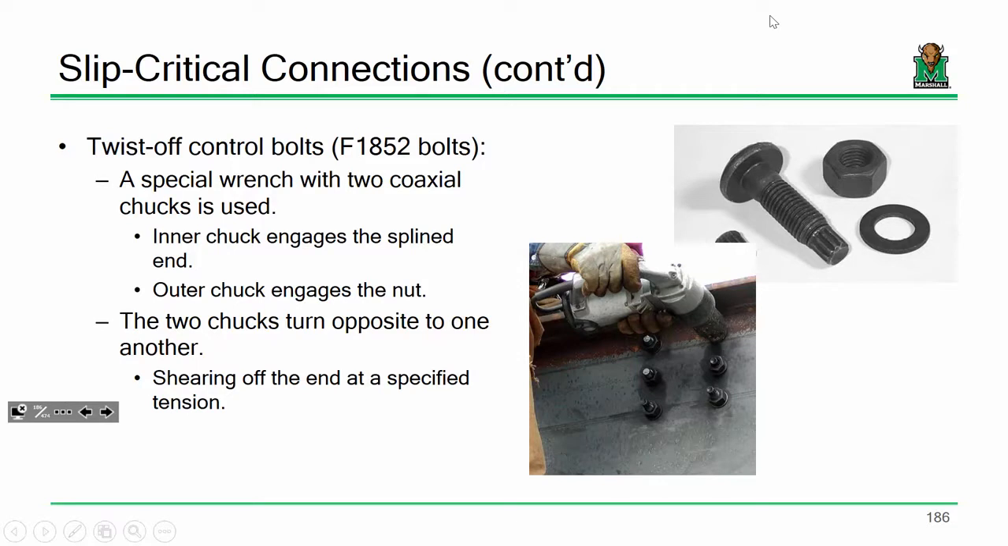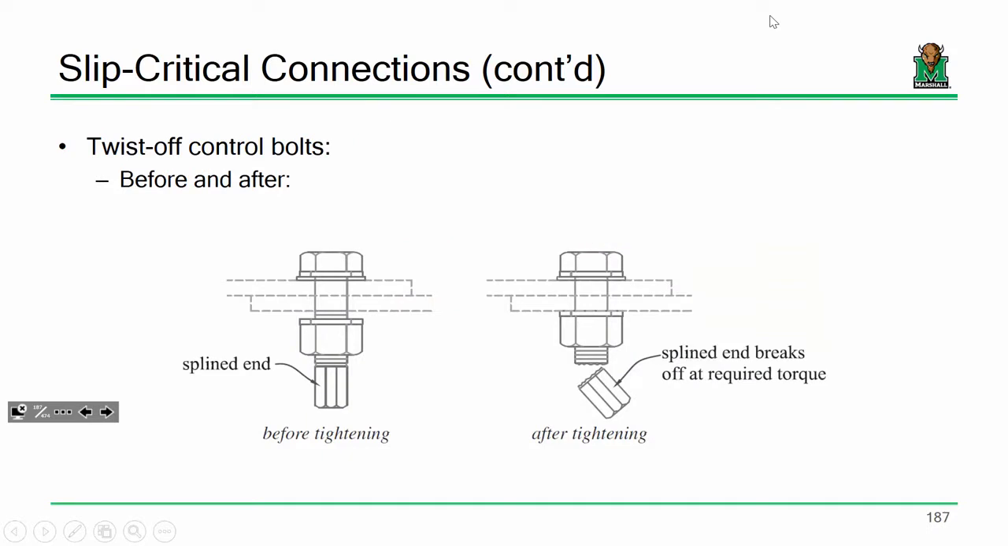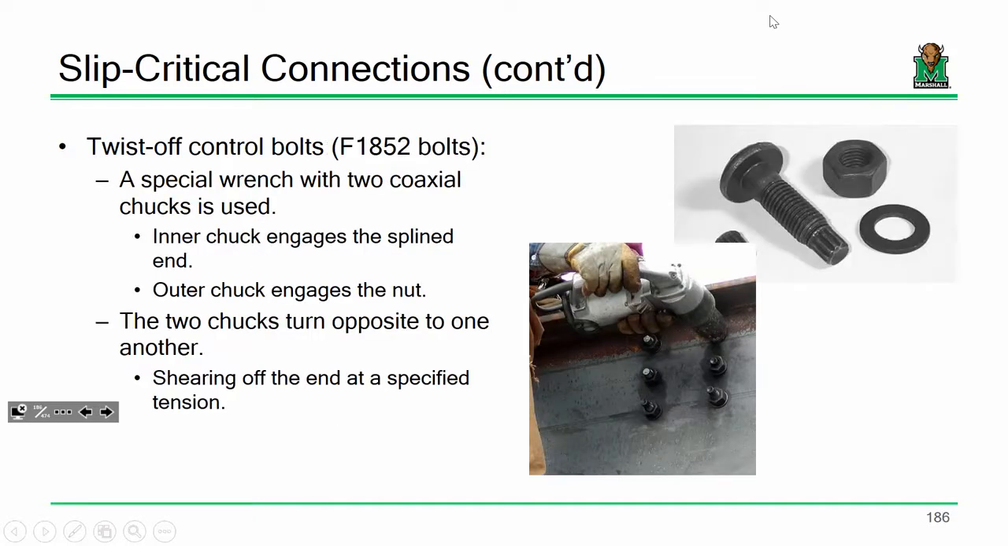So what happens is you use this specialized wrench, and the wrench grabs not only the nut, but it grabs this little splined end, and it starts tightening, okay? Once it reaches that prescribed tension, the splined end actually just sort of breaks off. So it's really easy for an inspector to come out and say, all right, here's this connection. This one still needs to be tightened. This one still needs to be tightened. These two are good because it broke off.